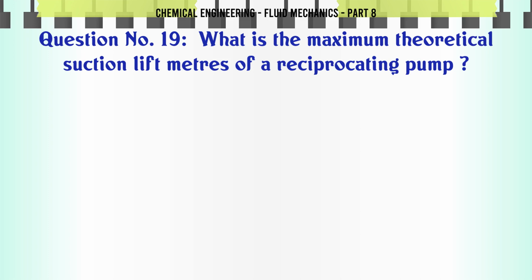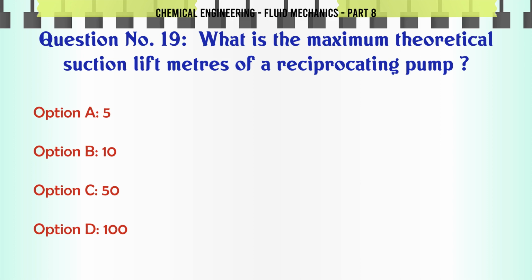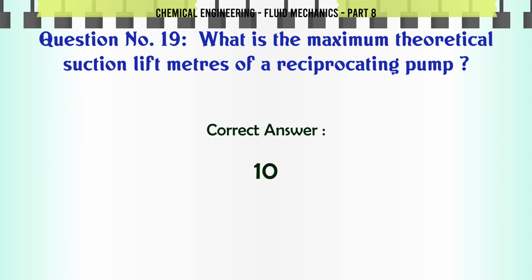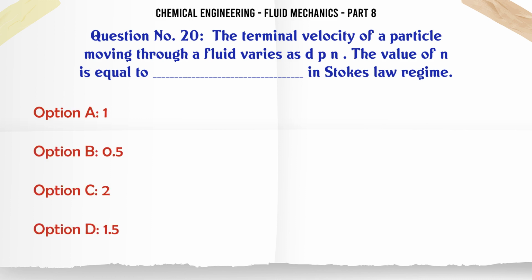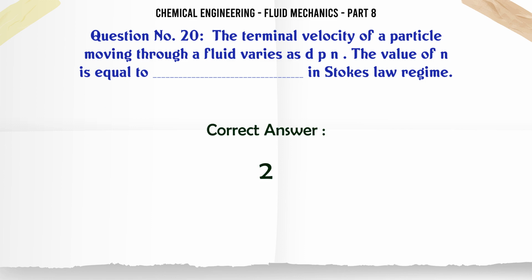What is the maximum theoretical suction lift in meters of a reciprocating pump? A. 5. B. 10. C. 50. D. 100. The correct answer is: 10. The terminal velocity of a particle moving through a fluid varies as dp^n. The value of n is equal to what in Stokes' law regime? A. 1. B. 0.5. C. 2. D. 1.5. The correct answer is: 2.